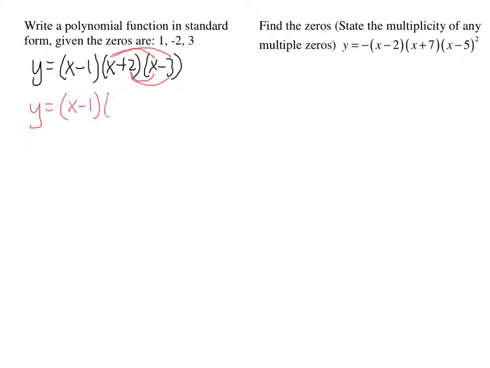And then you have x squared minus 3x plus 2x minus 6. And do you notice how those are going to combine?